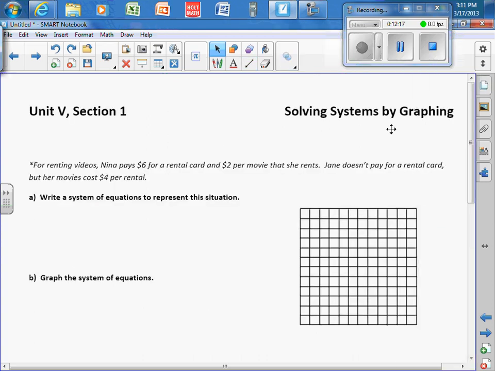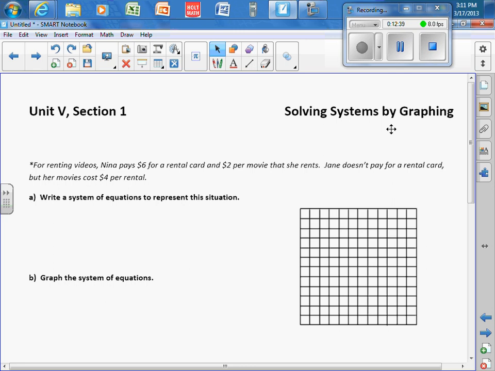Now, for renting videos, this is how we're going to be using this in story problems. For renting videos, Nina pays $6 for a rental card and $2 per movie that she rents. Jane doesn't pay for her rental card, but her movies cost $4 per rental. Write a system of equations to represent this situation.